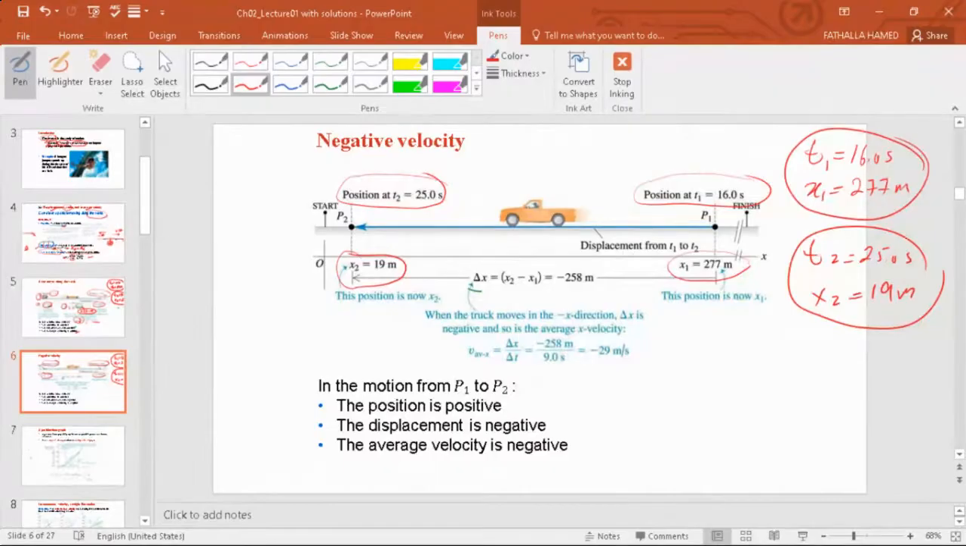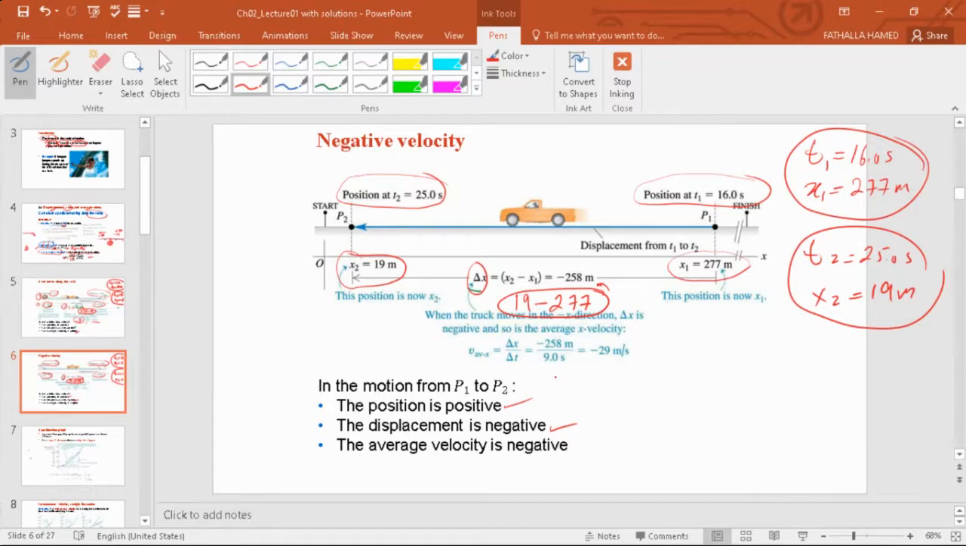Now, in this situation here, if I want to look at my delta x, which is x2 minus x1, in this case, it will be 19, that's your x2, minus 277, and that basically gives you minus 258 meters. And that's why here we say your displacement is negative. Your position is still positive. Your x1 and x2 are still positive, but your displacement is negative.